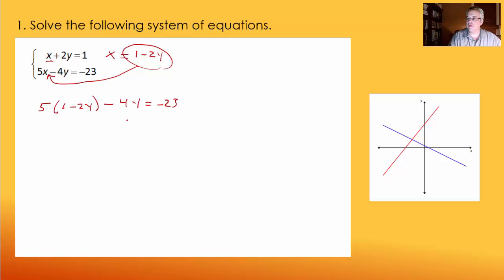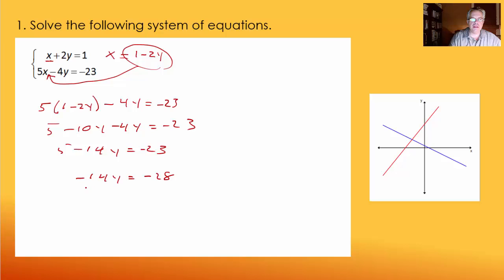If you want to use your graphing calculator to solve this, you could enter this equation and have it solve it for you. You can do that all along as we're doing these problems. Let's go ahead and try to do it by hand. So 5 times 1 is 5. And we have minus 10y minus 4y equals negative 23. So I have 5 minus 14y equals negative 23. Subtract 5 from both sides. We got negative 14y is negative 28. If I divide by negative 14, I get y equals 2.